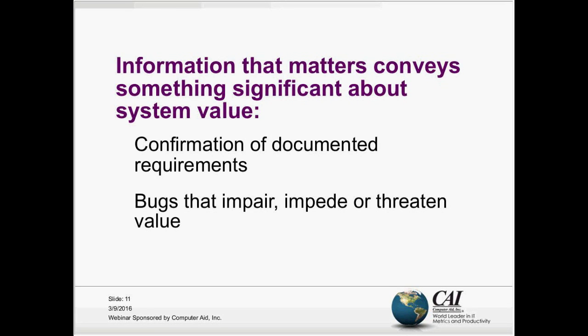Well, it's information that matters to your stakeholders. And that is information that tells them something really significant about the value of that system, whether that's confirmation of the documented requirements, and most stakeholders want that. They want to know that this system is delivering what they expected it to deliver. But also, it's telling them about anything that might get in the way of their receiving that value. And typically, that's bugs of one kind or another, whether those are bugs at a meta level, like at a design level, or whether they're bugs right in the code.